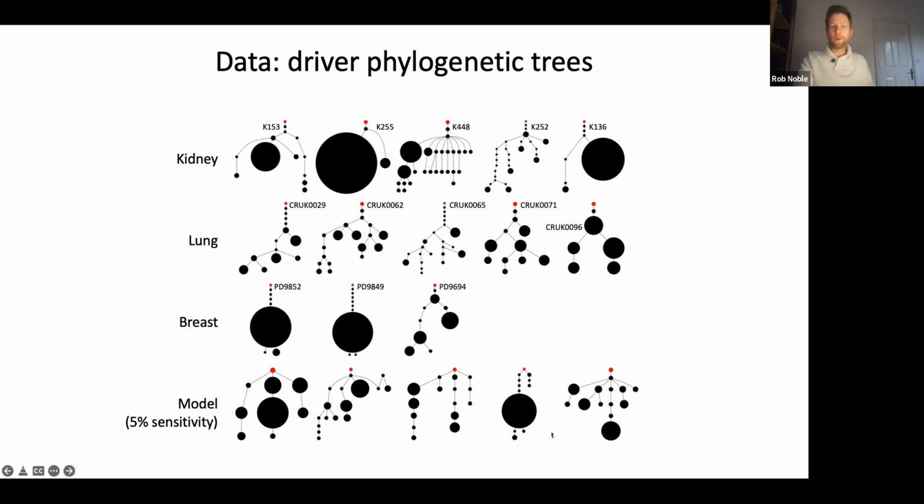And you can see, just eyeballing them, they look vaguely similar to each other. The model looks about as similar to any of the real trees as the real trees do to each other. So maybe we're in the right ballpark, but we really wanted to make this quantitative.